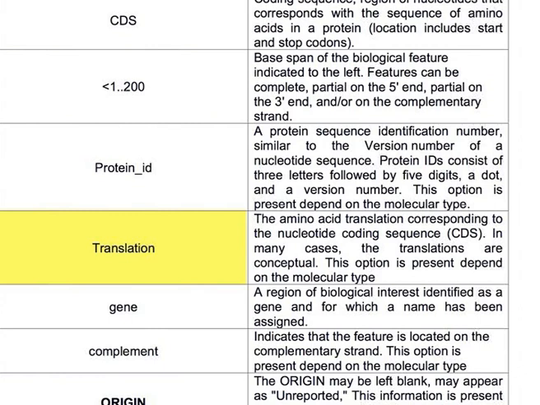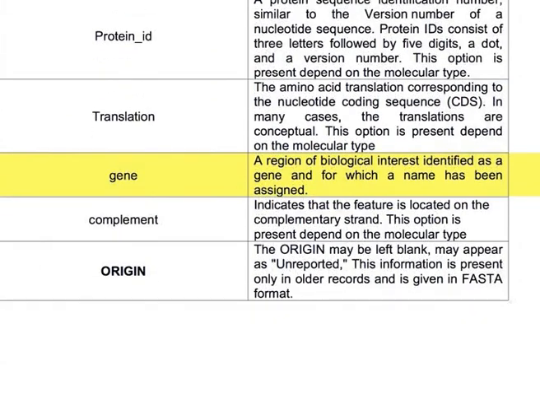The next field is translation. The amino acid translation corresponding to the nucleotide coding sequence or CDS. In many cases, the translations are conceptual. Gene. This is a region of biological interest identified as a gene and for which a name has been assigned. The next field is complement. This indicates the feature that is located on the complementary strand. The next field is origin. The origin may be left blank, may appear as unreported. This information is present only in older records and is given in FASTA format.